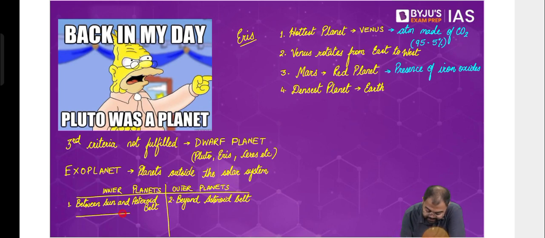They are found beyond the asteroid belt. They do not have a solid surface, and these are called gas giants because of their gaseous surface. These are gaseous planets.